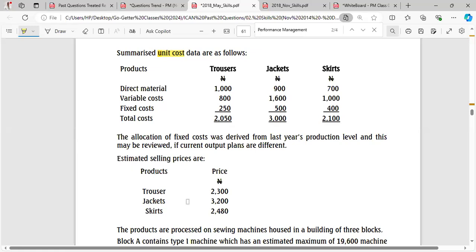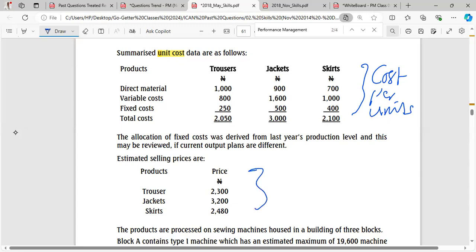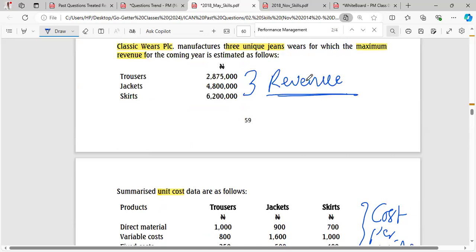Now look at the selling prices. So I'll come here and indicate that these are costs per unit, while these are selling price per unit. All right. So we have cost per unit, selling price per unit, we have sales revenue.